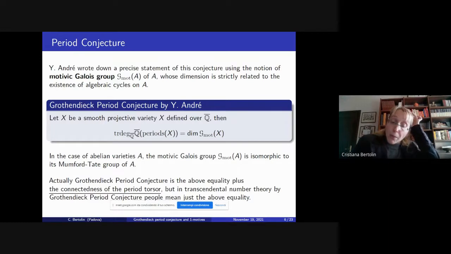period torsor. But in number theory, when people say Grothendieck period conjecture, they mean just this equality here. They never speak about the connectedness of the period torsor. So we will just study this equality here.